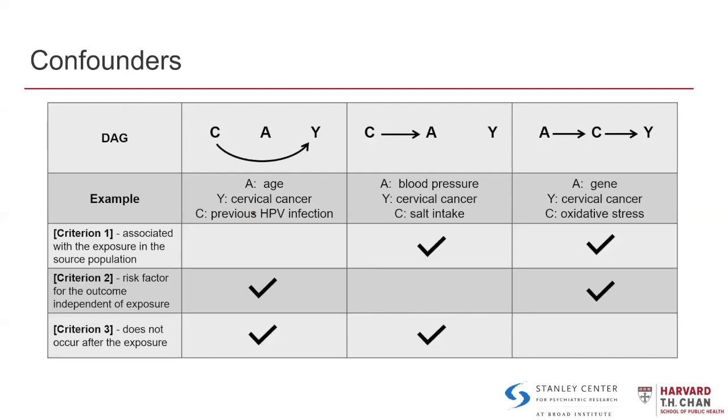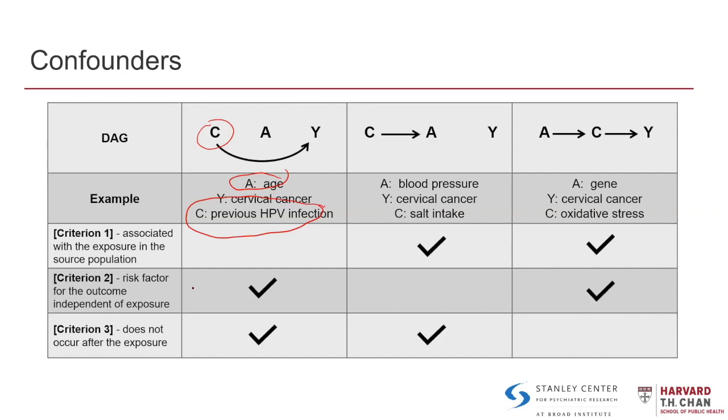So let's take the following examples, trying to see the 3 criteria. The first one, we have an exposure, which is age, an outcome, cervical cancer, and a potential confounder, prior HPV infection. So we have an exposure, age, and a potential risk factor associated with the outcome. The confounder is associated with the outcome, but it's not associated with the exposure. So it's a risk factor for the outcome, the second criteria, independent of the exposure.